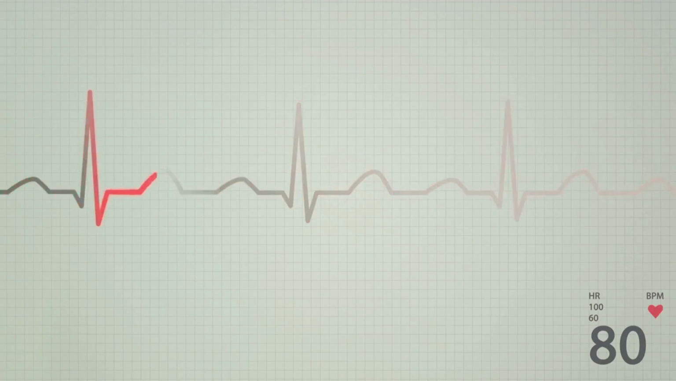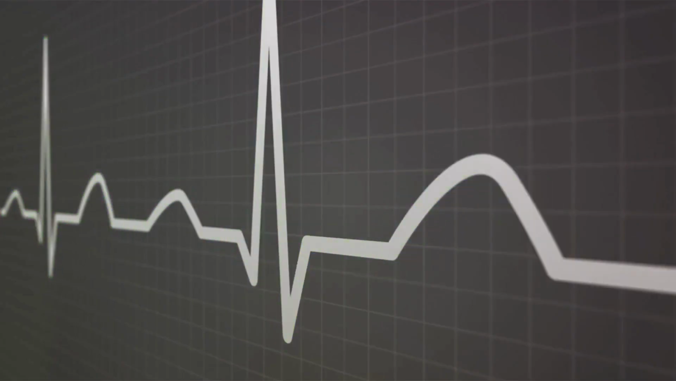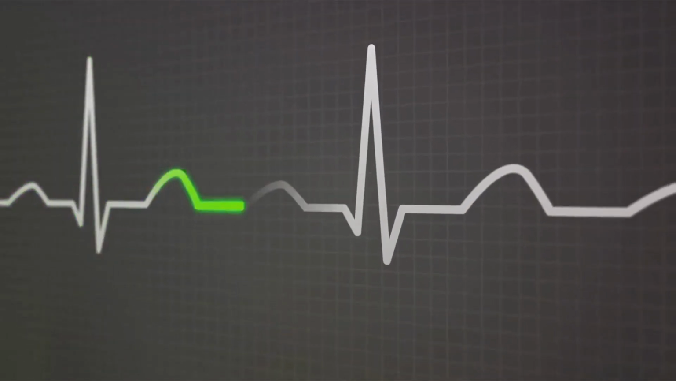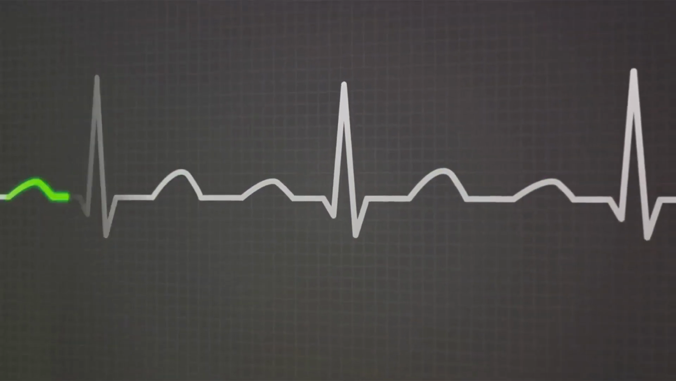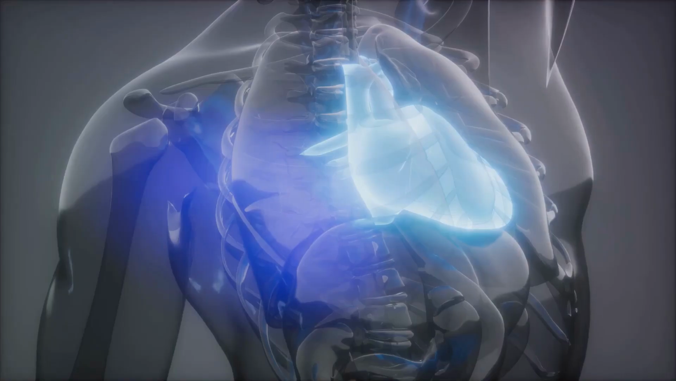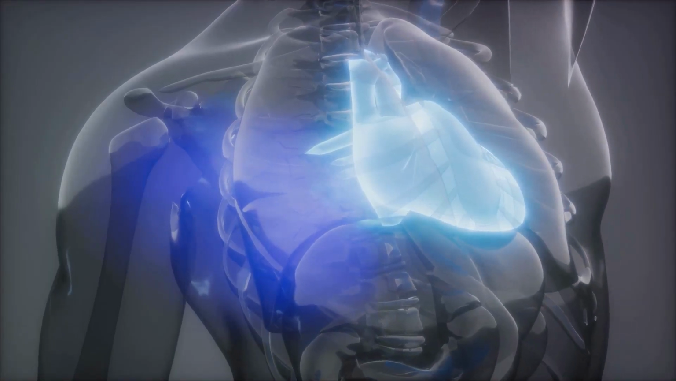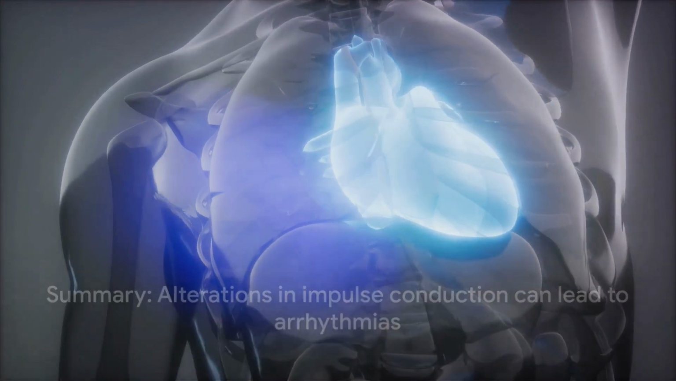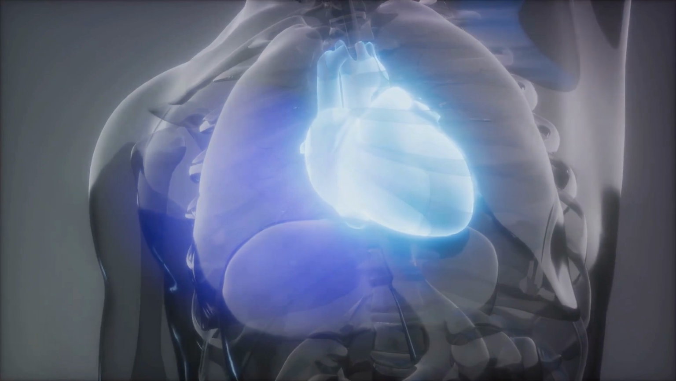Lastly, we have bypass tracts. Under normal circumstances, the only conducting tract from the atria to the ventricles is the AV node. However, sometimes additional or accessory conducting tracts can be present. These tracts bypass the AV node and can facilitate premature ventricular activation before normal AV node conduction. This can also contribute to the development of arrhythmias. As we've seen, both alterations in impulse formation and conduction can lead to arrhythmias.